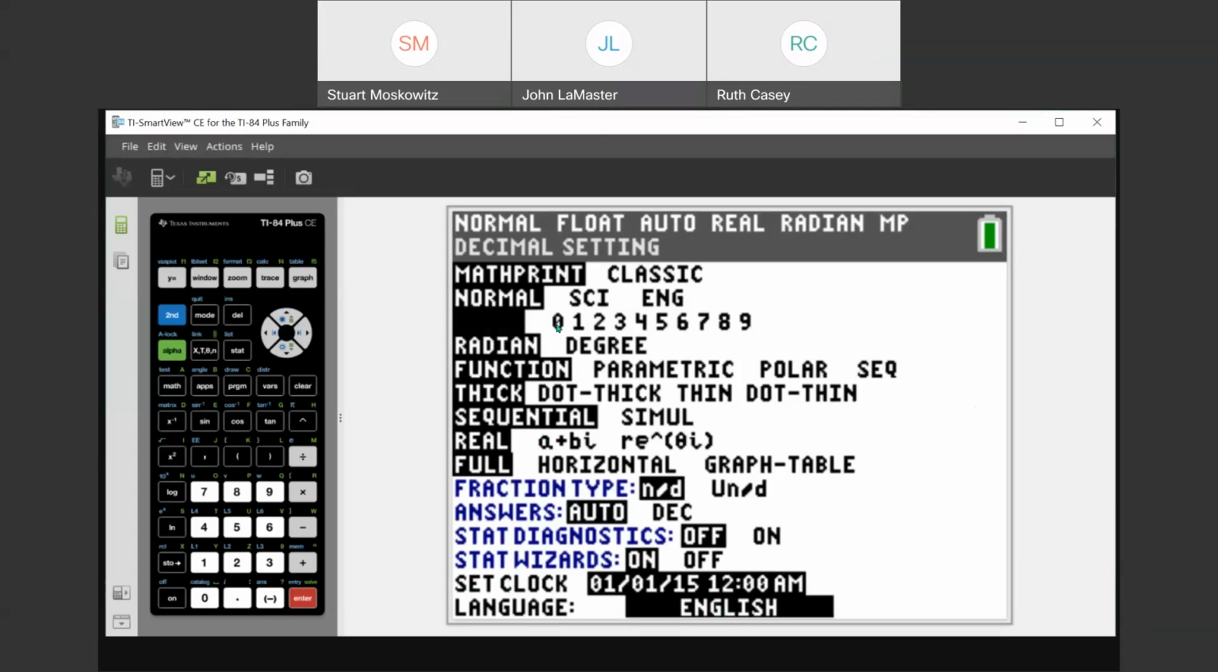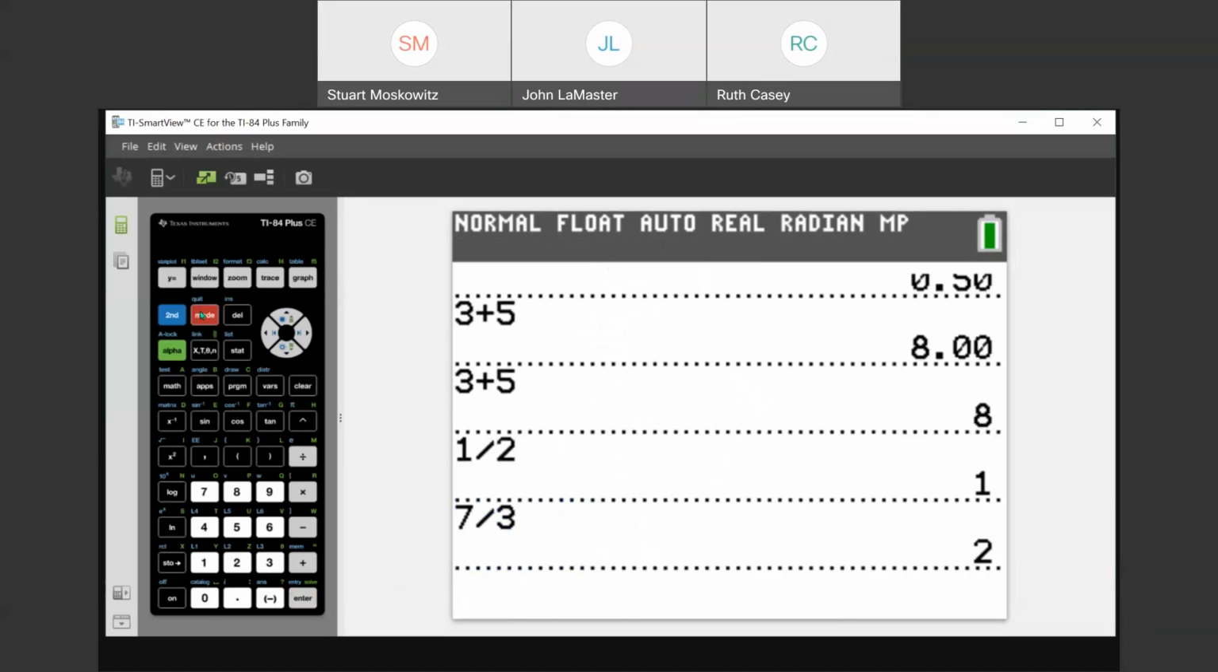So let's go back to the home screen and do a couple more things here. Second, quit. And then let's see, misadventures. 5 subtract 3. 5 subtract 3. Uh-oh, that's not what I wanted. Why do I get negative 15? Well, let's try this again. 5 subtract 3. And now, of course, I get 2.